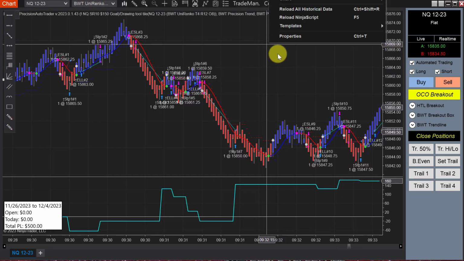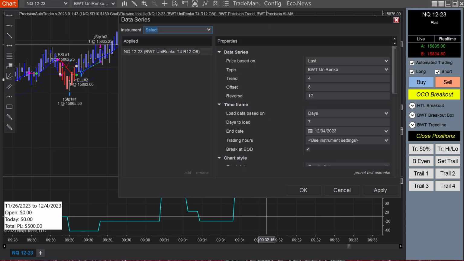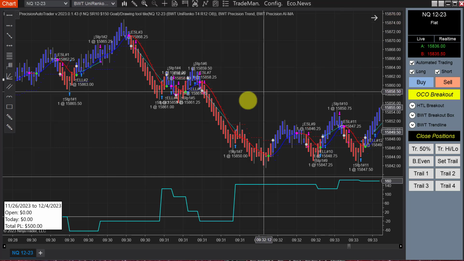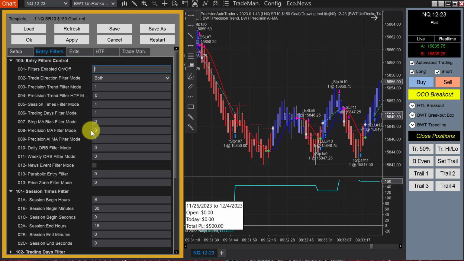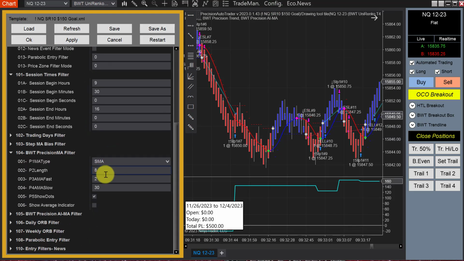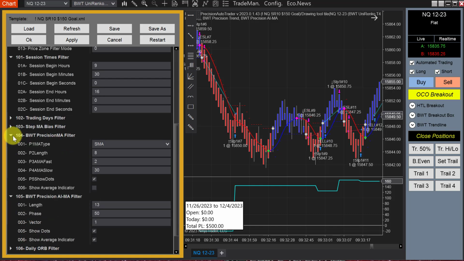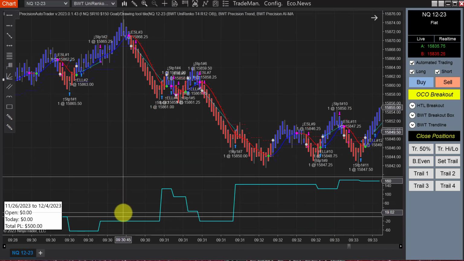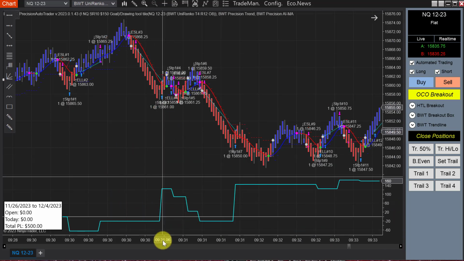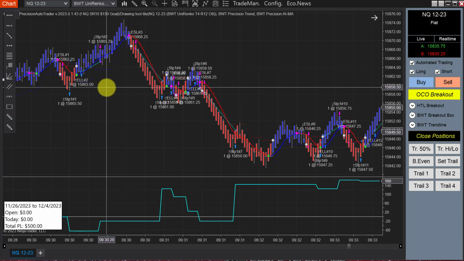Okay, this chart is a BWT Super Renko, Uni Renko 4812, and I was testing an idea. This is the Precision AI MA, and this is set at a different setting than I normally set it at, of 1350 and 1. So on this one, there were quite a few trades here, and I need to make a little adjustment in money management.